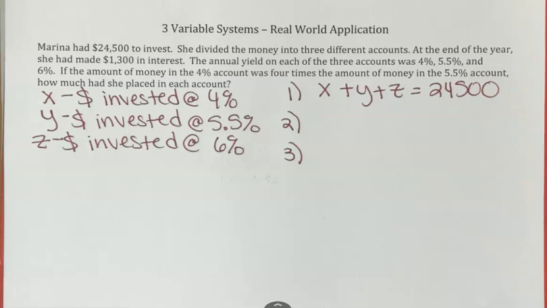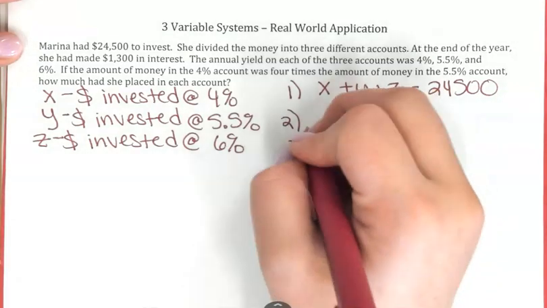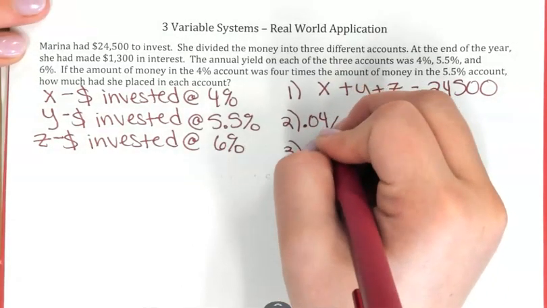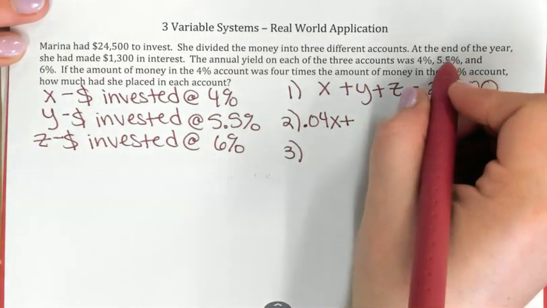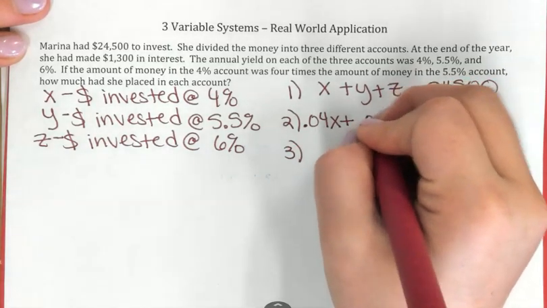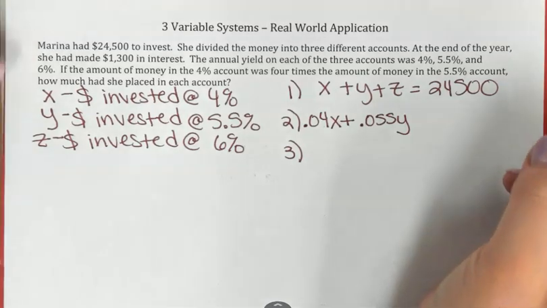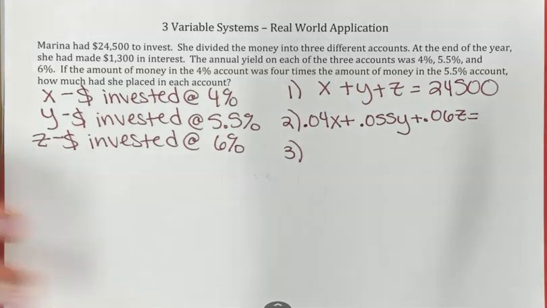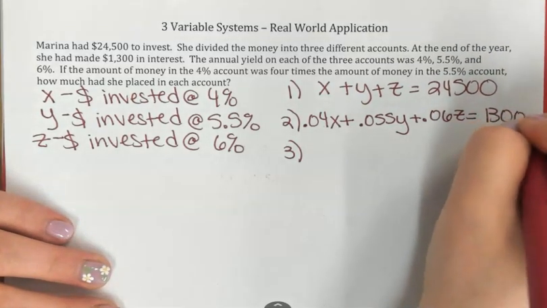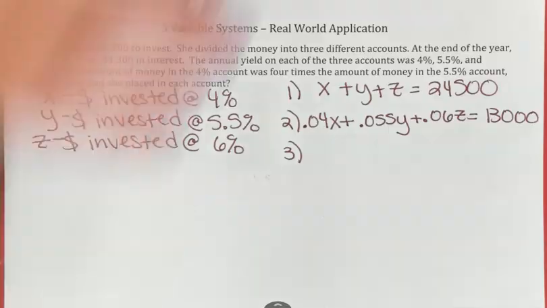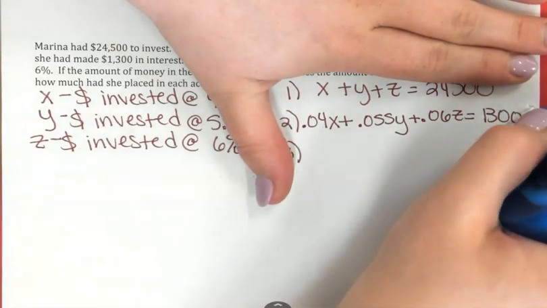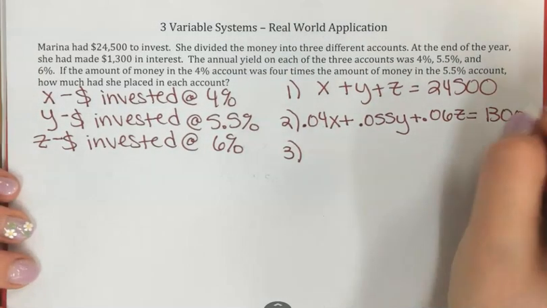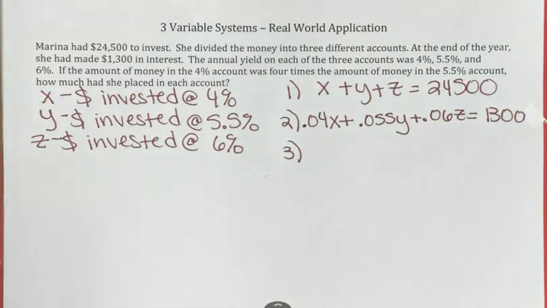At the end of the year, she had $1,300 earned from interest. So that means 4%, which we're going to convert to a decimal, 0.04 of X, plus 5.5% of Y, which is 0.055 as a decimal, Y, plus 6% of Z, 0.06Z. That should total to $1,300. Not 13,000. One too many zeros. Oopsie. I'm sure she'd like it if it was 13,000, but it was $1,300.